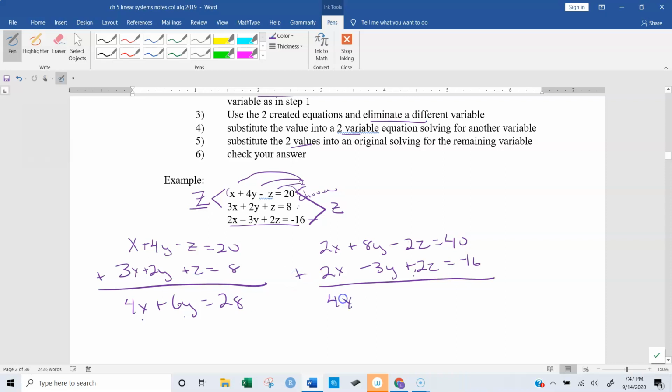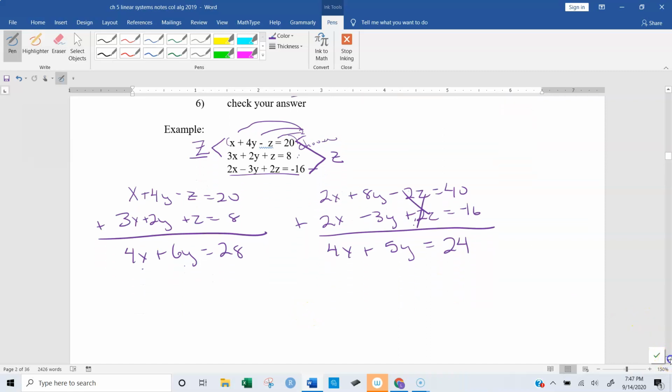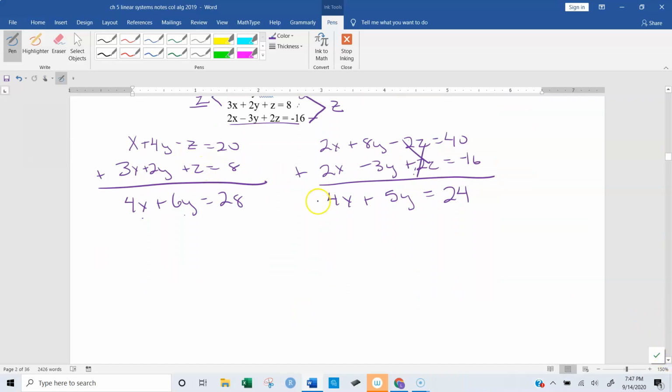And we get 4x plus 5y, these cancel, equals, what is that, 24? All right, now I've got my two equations. Now I have to combine these two equations and eliminate another variable. So I'm looking at my x's and my y's, and my x's are both 4, so I need to multiply one of these by a negative. So it doesn't matter, I'm just going to pick this one.